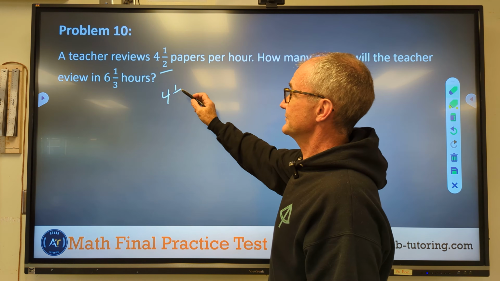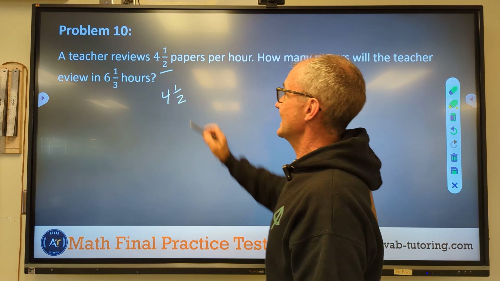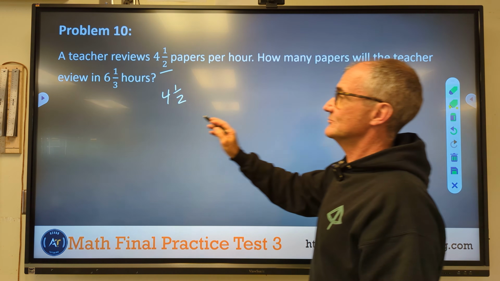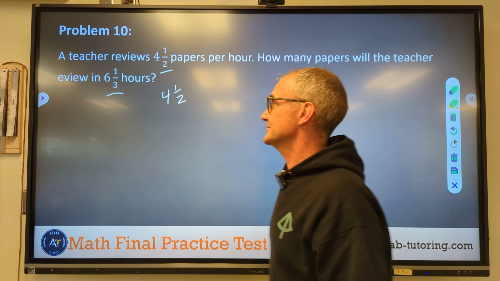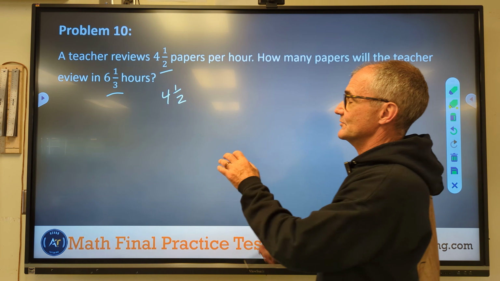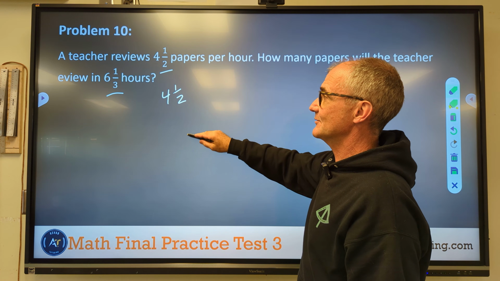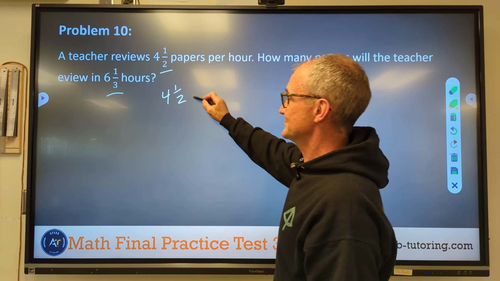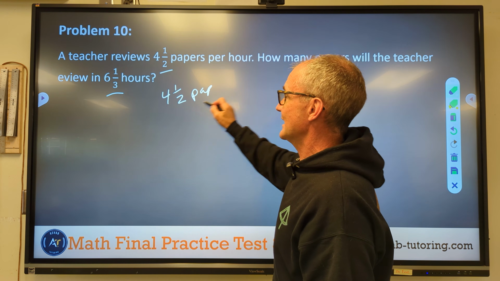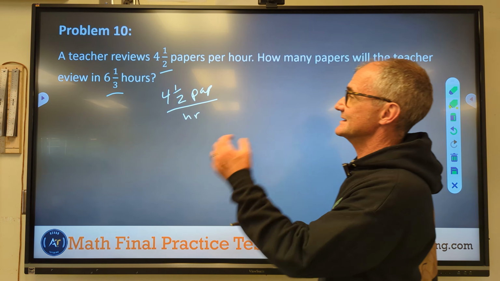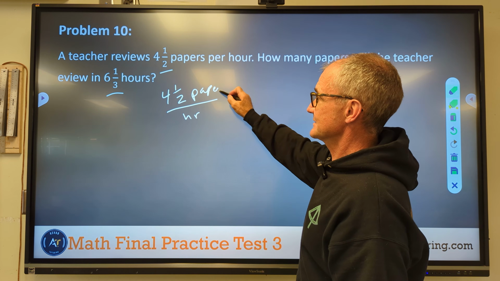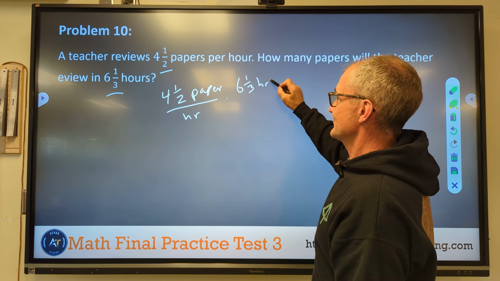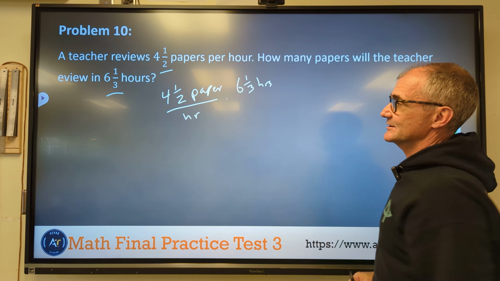A teacher reviews 4.5 papers per hour. How many papers will a teacher review in 6 1/3 hours? Well, this is 4.5 papers per hour times the 6 1/3 hours, right? This is papers per hour. I want the number of papers. So I'm going to multiply that by the 6 1/3 hours. My hours will cancel, and I'll get papers.